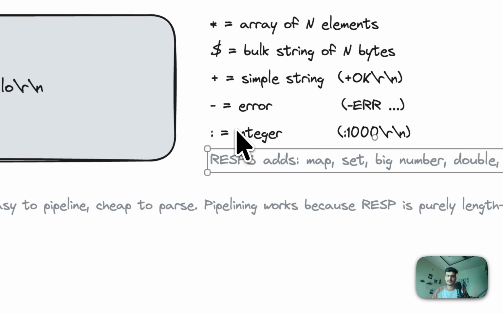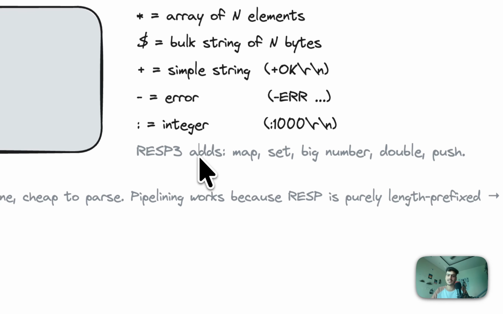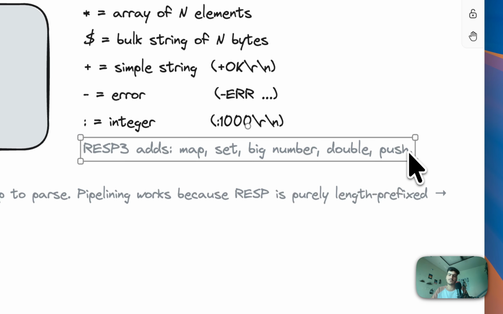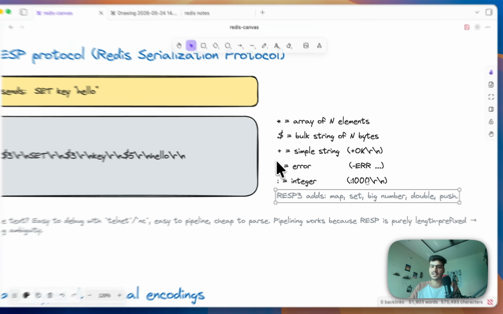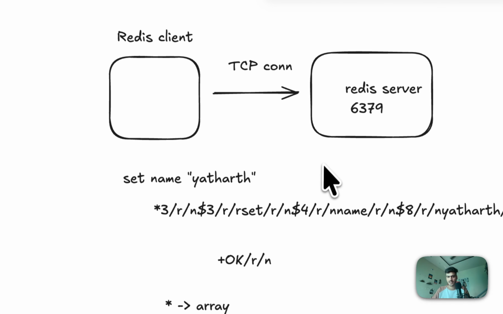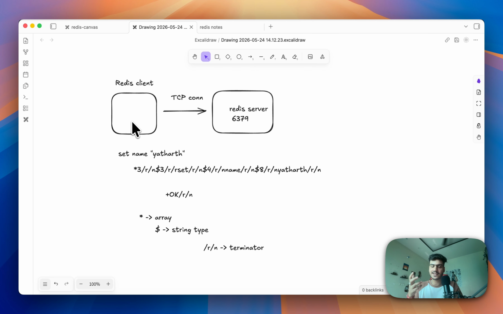Now RESP has released so many versions. I'm not sure what's the latest version. Maybe you can check it online in the documentation. In RESP 3, they have added new types which support map, set, big number, double, push. For them also there will be different characters that you can use to represent them in RESP, right? So I hope it is now clear how the Redis client actually communicates with the Redis server.